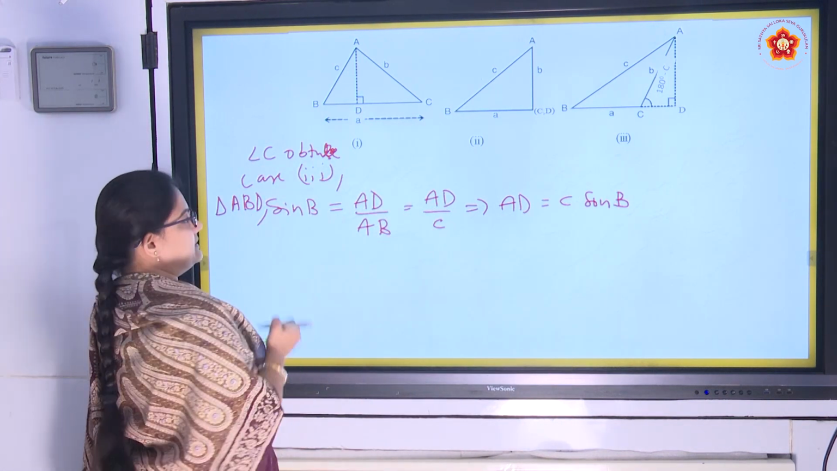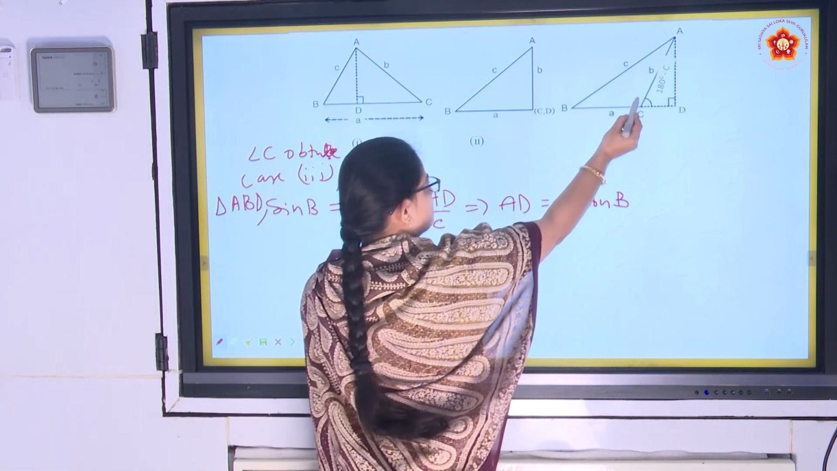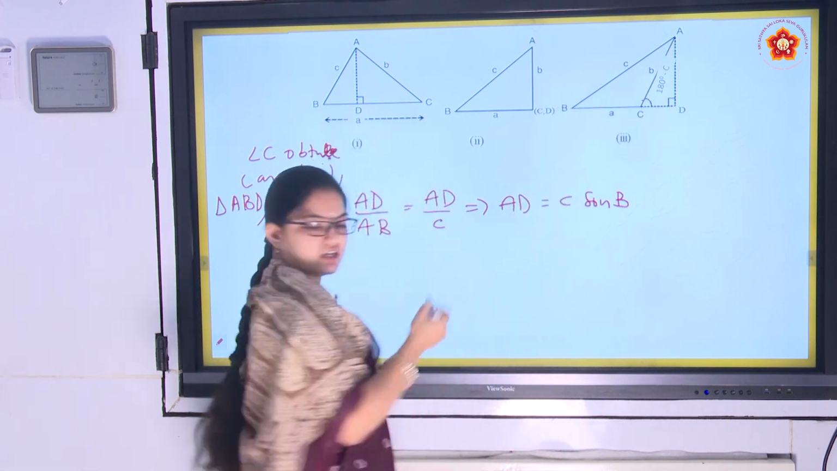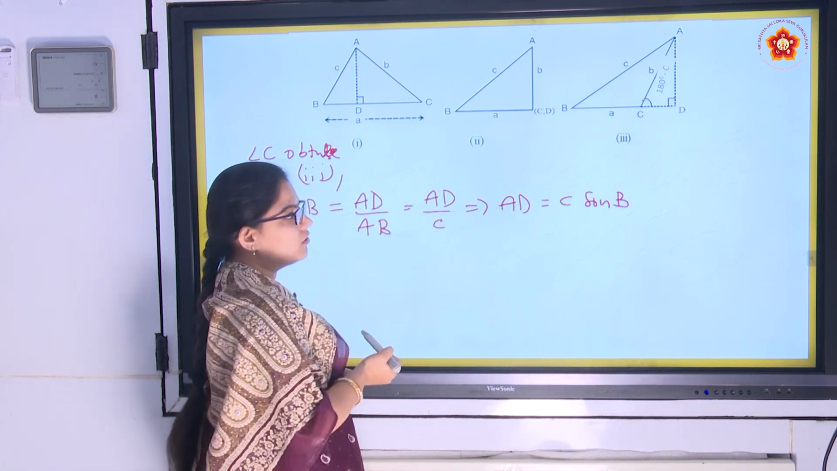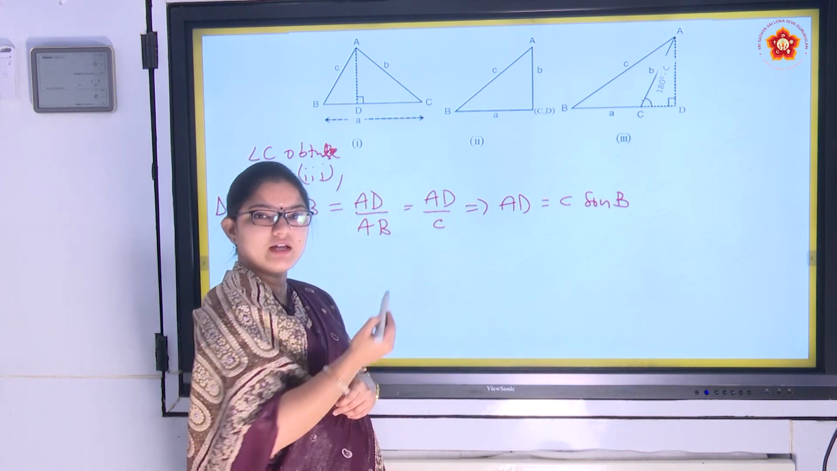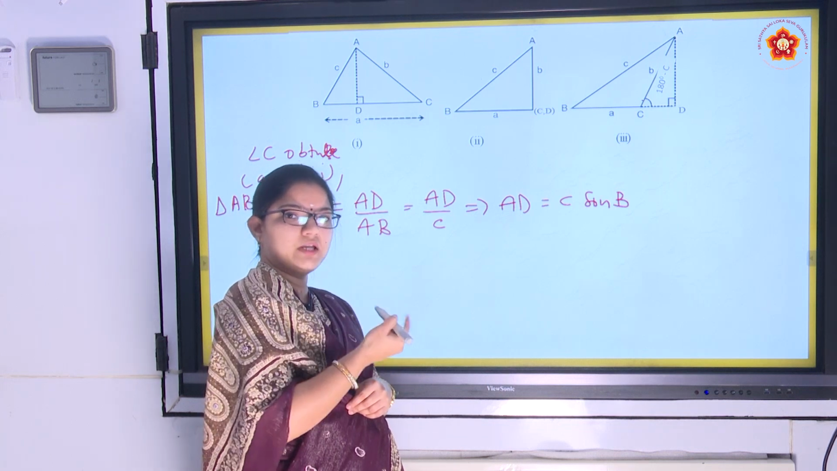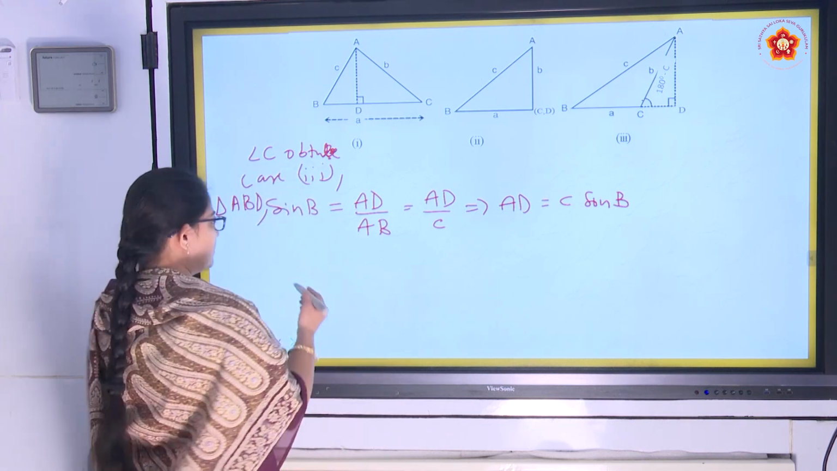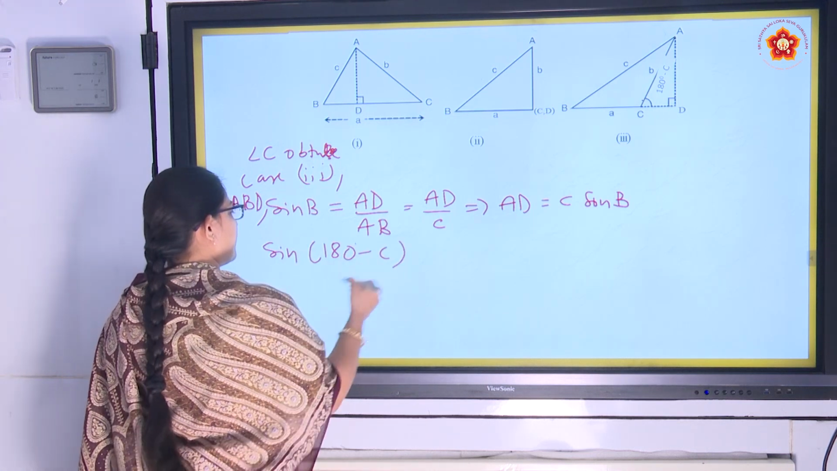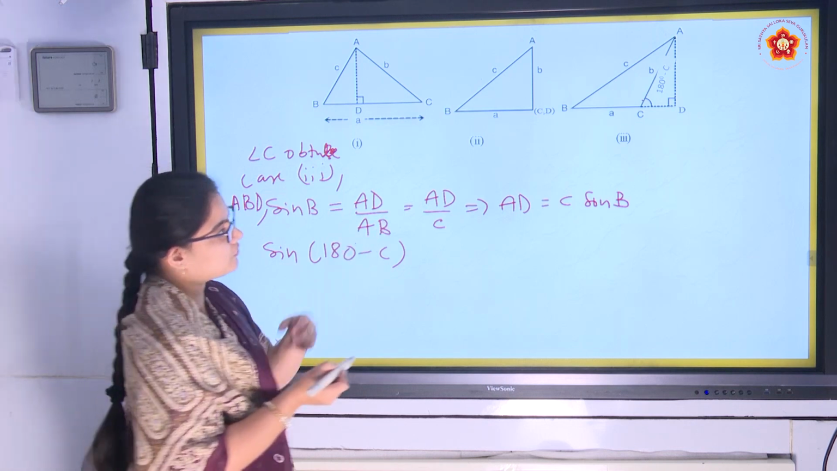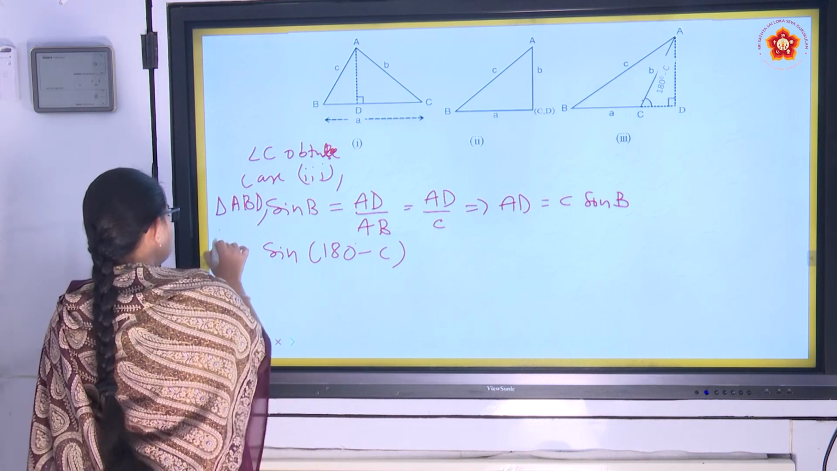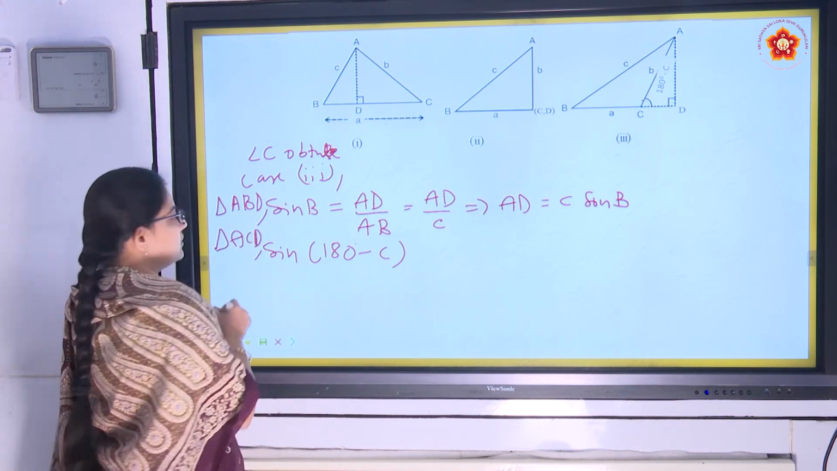Now coming to sin C, we cannot take directly this angle C. Why? Because if you consider this, you are not getting a right angle triangle with respect to that. So what we shall do is, we shall make use of this exterior angle 180 minus C. So let us find out what is sine of 180 minus C, that is sine of exterior angle. So we have to consider the right angle triangle ACD, right?